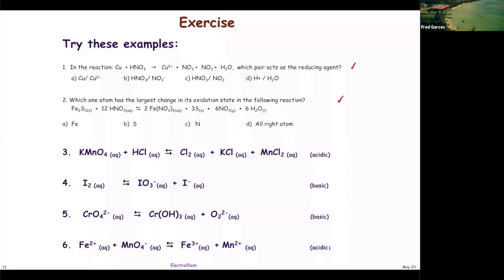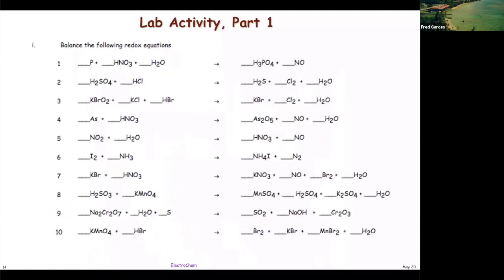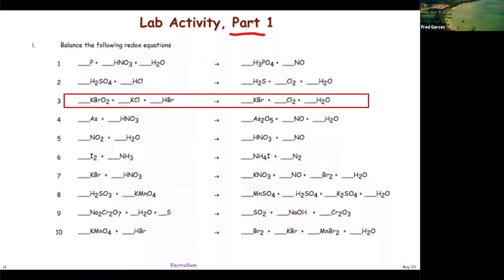So we've, I think, talked about this. Let me show you some of these. These are some of the questions that you will do in the activity. I picked certain ones because certain ones are more difficult to get started. I'm not going to say they're difficult to balance, because once you get on a roll, it's actually pretty easy. But the hardest part is getting started.